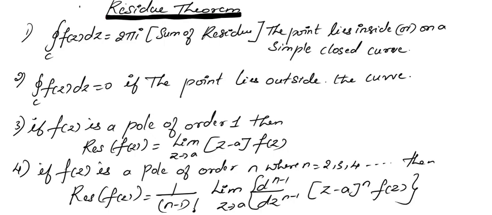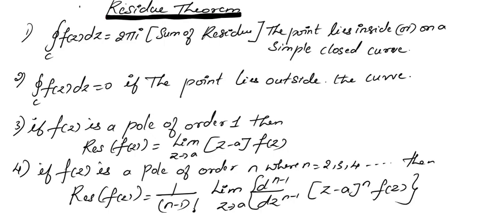So the first condition is, the integral of f of z dz exists, that means the value is 2 pi i into the sum of residues, provided the point z is equal to a lies inside or on a closed curve. If the point lies outside the curve, from the second condition, the integral over c of f of z dz will be equal to 0. And once you identify whether the point lies inside or outside based on the pole.